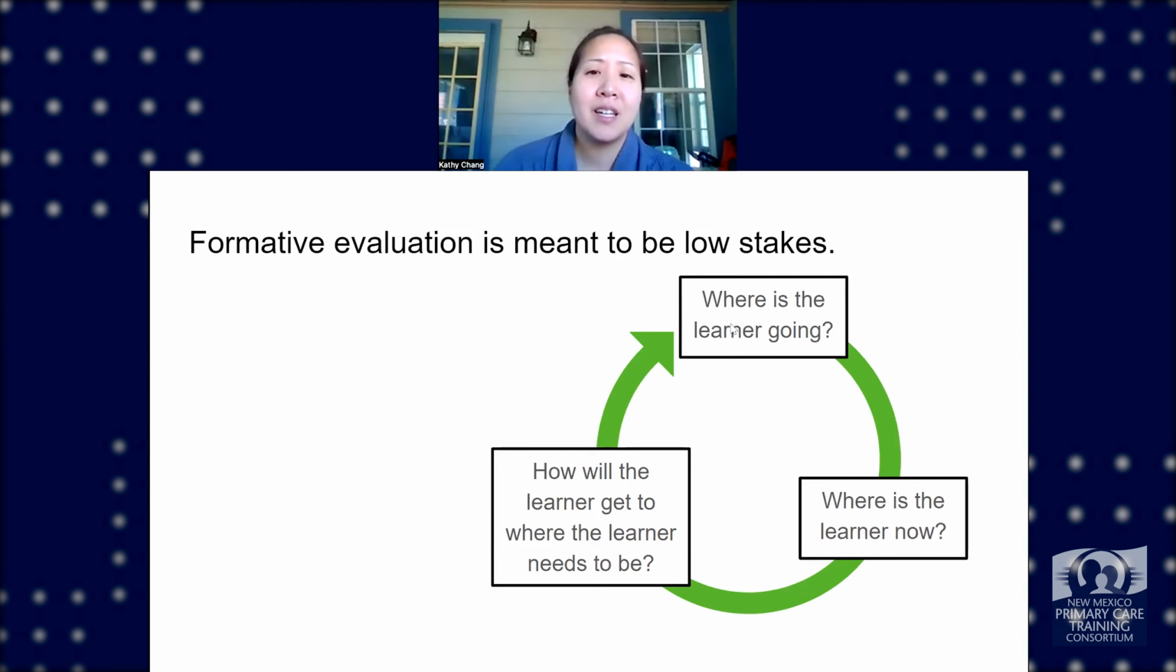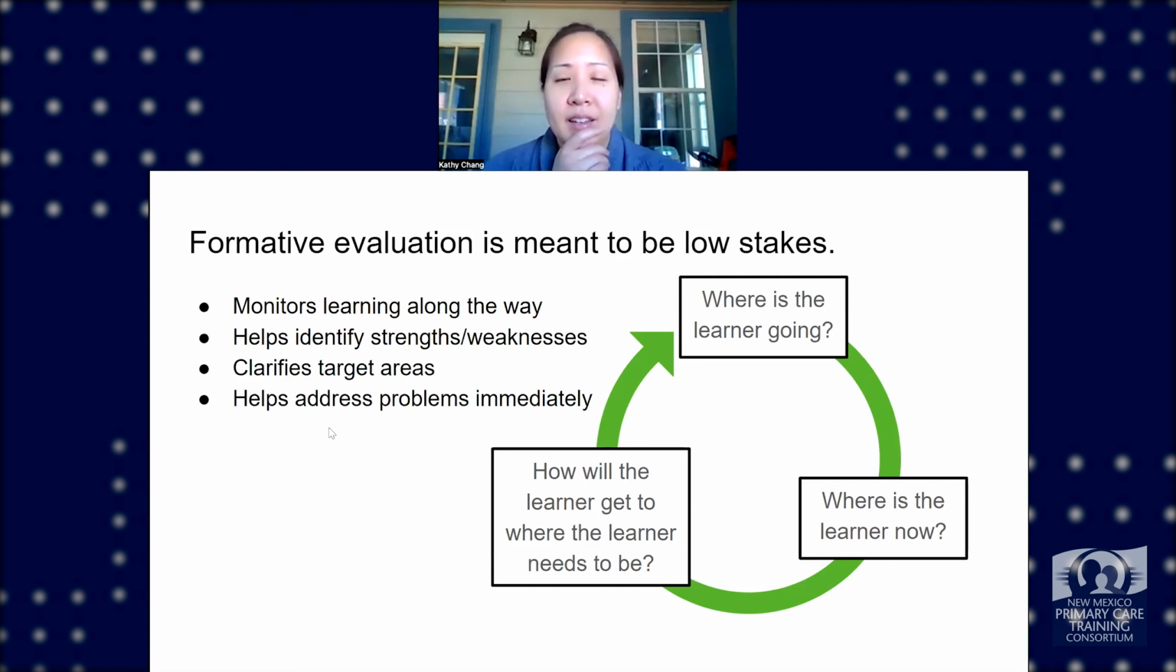So it's about seeing where is the learner supposed to be headed, right? Where are they now? And then where does the learner need to be, right? And how do we help them get there? So the idea of formative evaluation being that we're monitoring their learning along the way, helping identify things that they need to work on, or things that they're doing great, please continue those areas. And then what things are the clear targets that need to be addressed immediately, right?